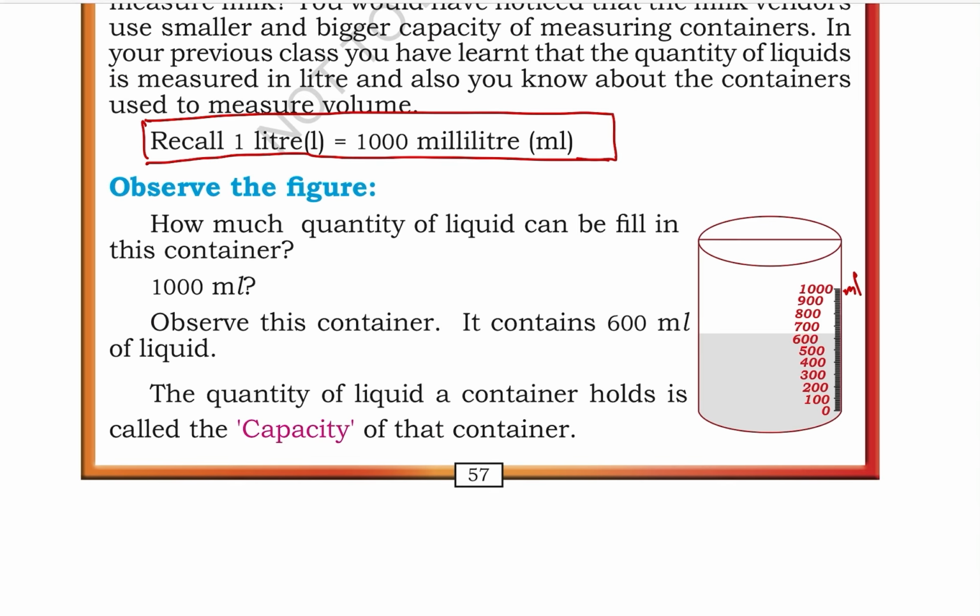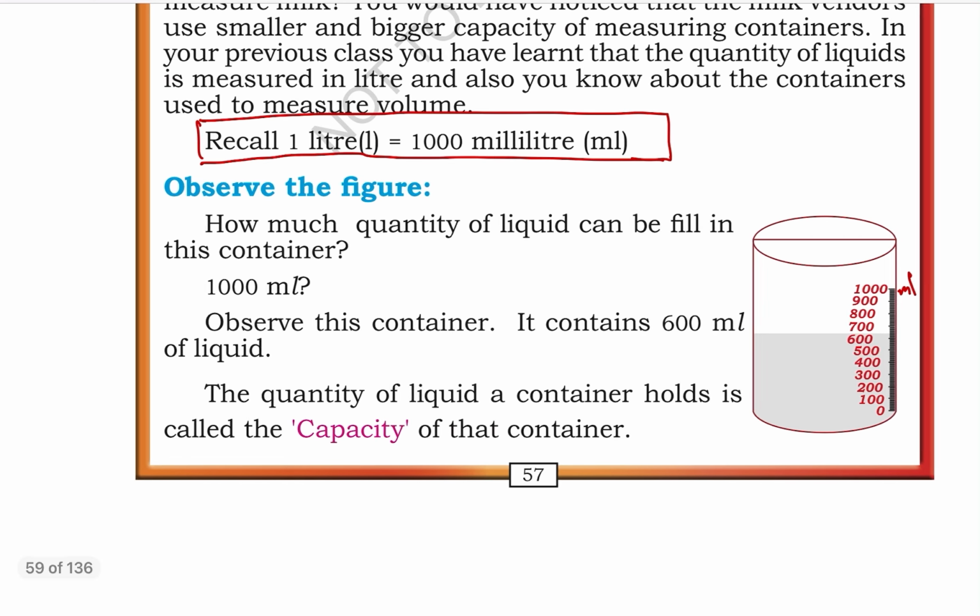See the question, read this question. How much quantity of liquid can be filled in this container? 1000 ml. Yes, 1000 ml. 1 liter is the capacity of this container. Okay. What is 1 liter? 1 liter is the capacity.